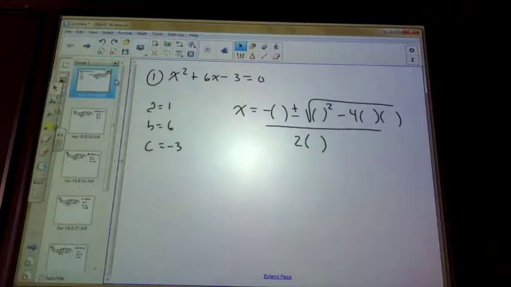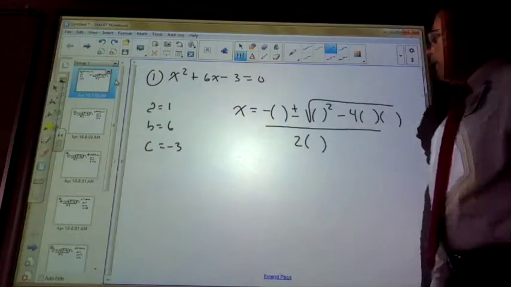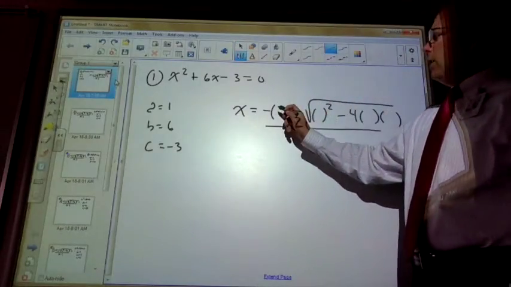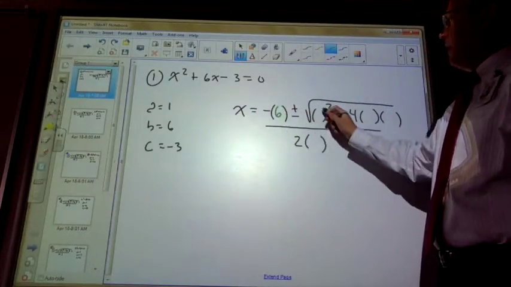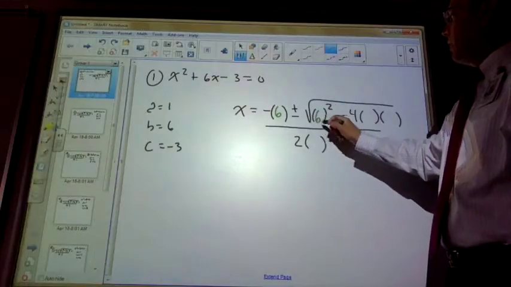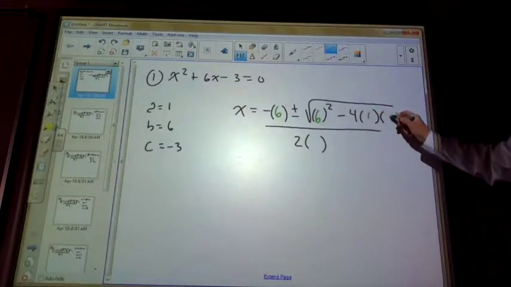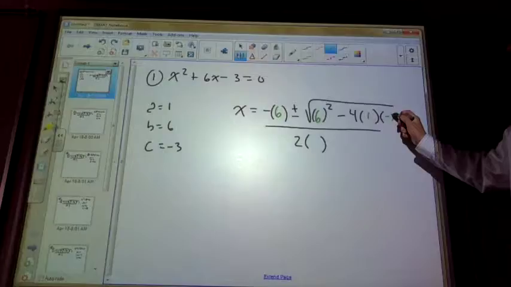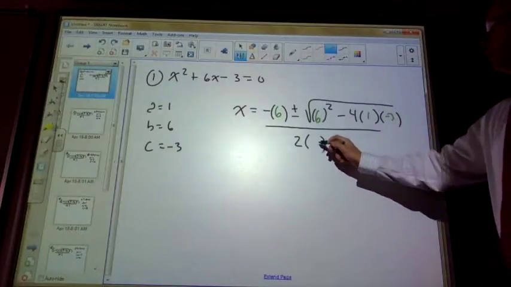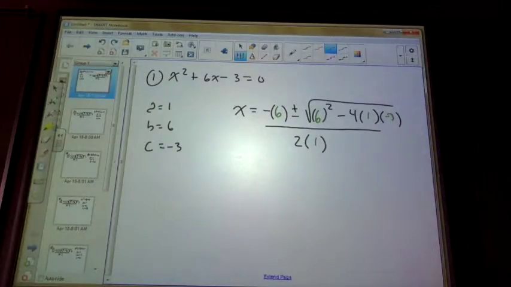Problem number 1, we have our A value, B value, and C value listed. I think everyone should be okay up to that point as long as it's equal to 0. It's easy to find. So x equals negative b plus or minus the square root of b squared minus 4ac, that's a 3, all over 2a. Do you feel okay about how I just did that?